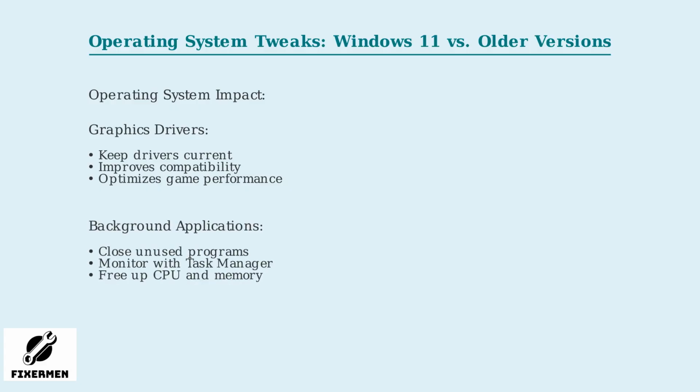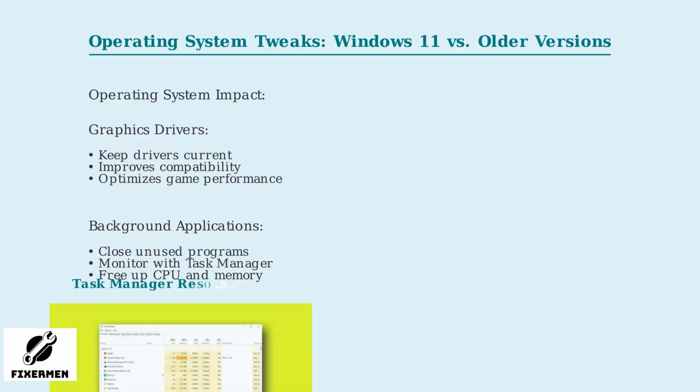Finally, close unnecessary background applications to free up system resources. This prevents CPU and memory usage from interfering with game performance. Use Windows Task Manager to identify and close resource-intensive applications. This example shows how monitoring CPU and memory usage helps optimize your system.